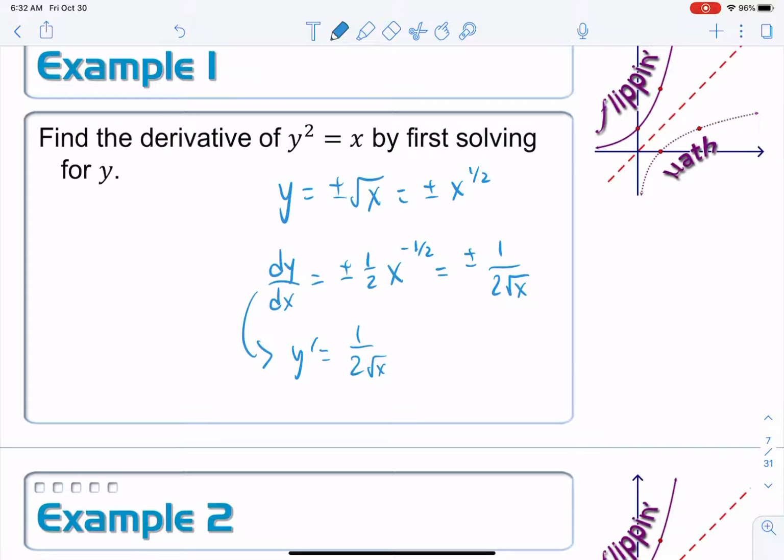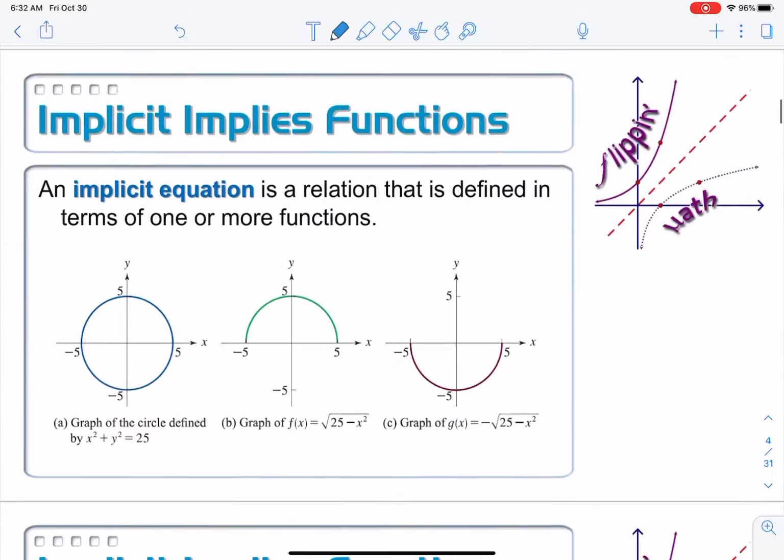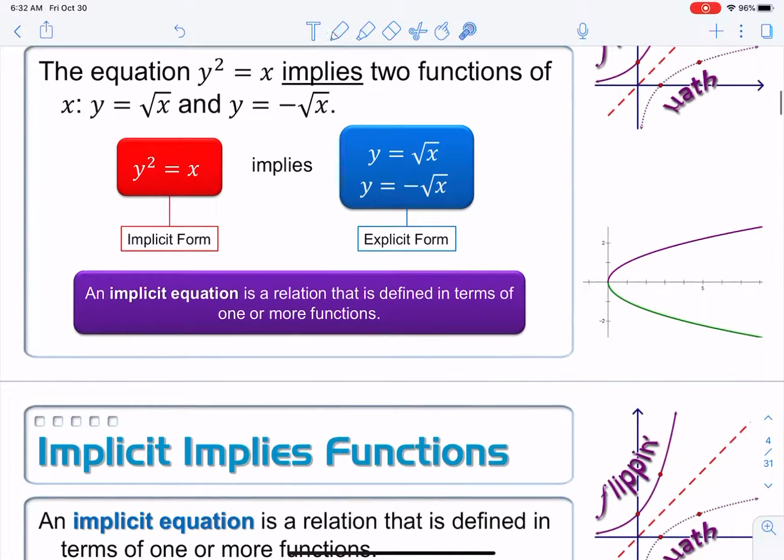And then we also have y prime is equal to negative 1 over 2 square root of x. Why is that? Here, let's come back to these pictures here, because we've got basically a derivative for the top, and we have one separately from the bottom.